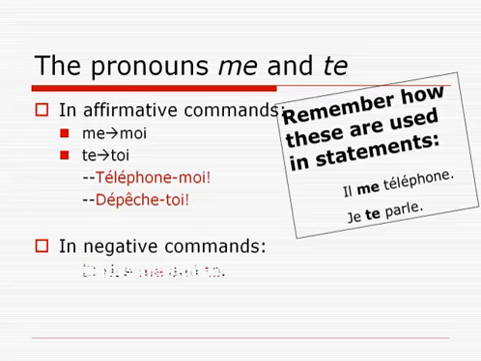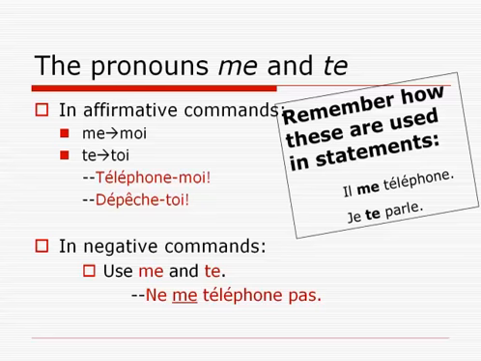Now in negative commands, you're going to use me and te, like you do in statements. So if I want to say, don't call me, ne me téléphone pas. The me goes in front of the verb, and ne and pas surround both the pronoun and the verb. For a reflexive verb, if I wanted to say, don't get up early, ne te lève pas. Te goes in front of the verb, and ne and pas surround it. So you can see affirmative commands and negative commands use a different word for me and you.